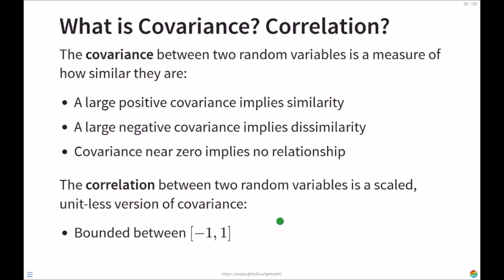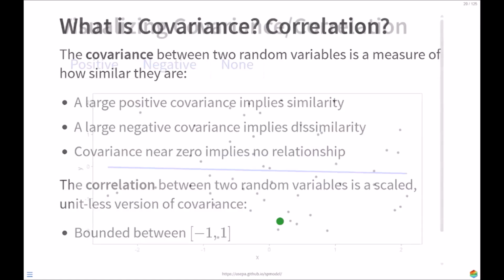So before we talk about spatial covariance, what is covariance? Broadly, it's a measure of how similar two random variables are. The correlation between two random variables is just a scaled, unitless version of the covariance, so you'll often see these terms used interchangeably.